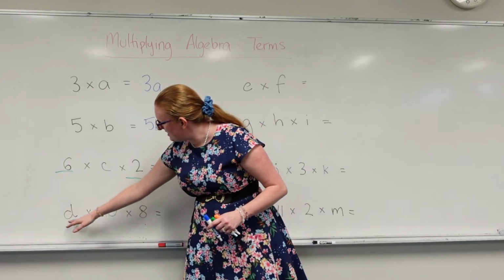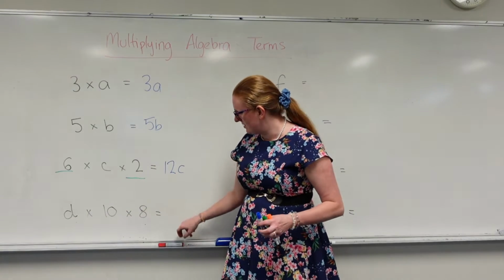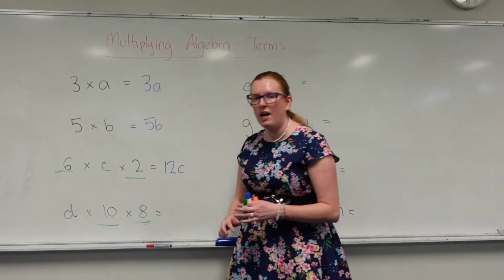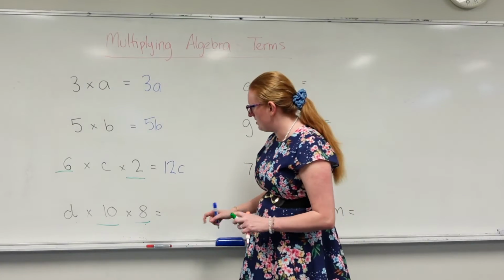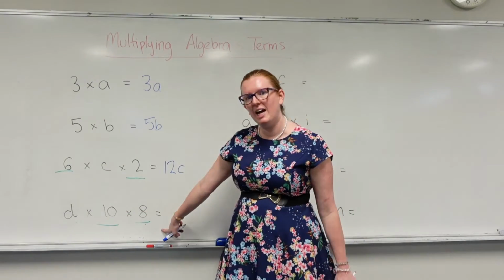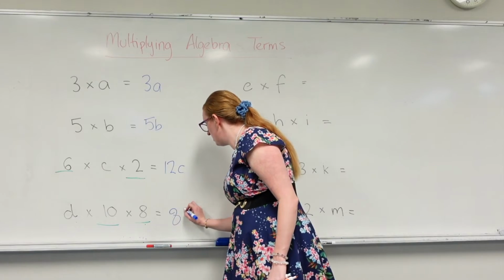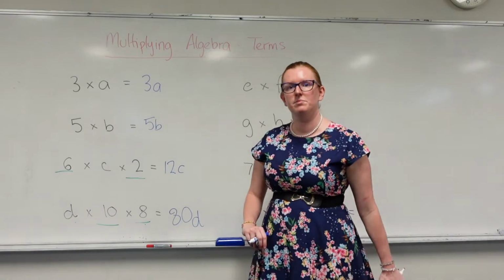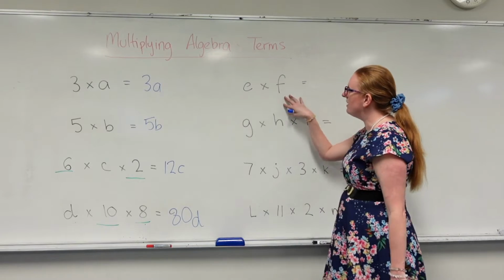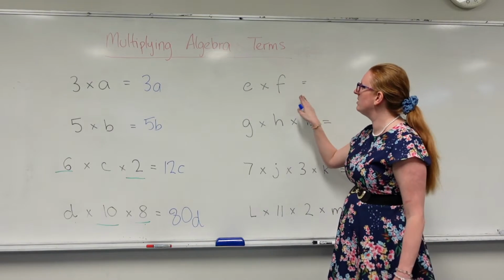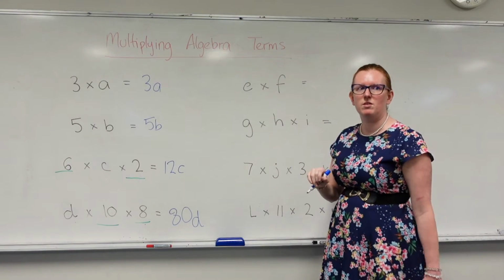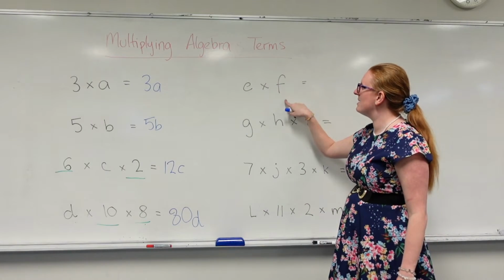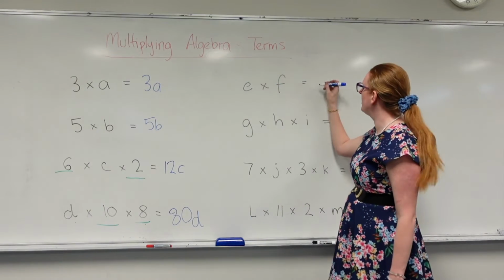So here again, I've got d times 10 times 8. So what I'm going to do is I am going to multiply my numbers together first, and then throw my letter on the end. So 10 times 8 gives me 80, and then my letter on the end is d. So it'll be 80d. Alright, now here, I don't have any numbers involved, I've only got letters. But it's the same thing. Whether it's numbers or letters, who cares? It's the same. So I've got E times F. You guessed it, I'm just going to write it as EF.